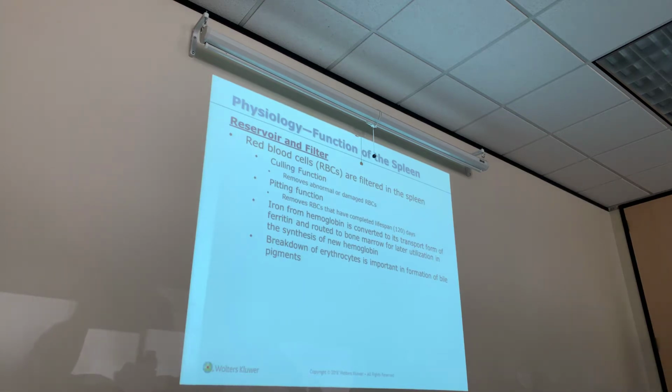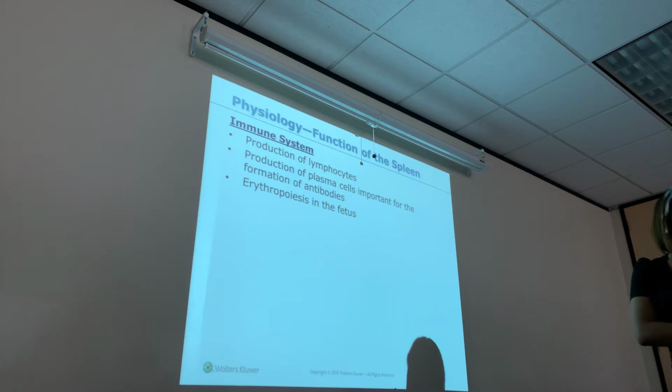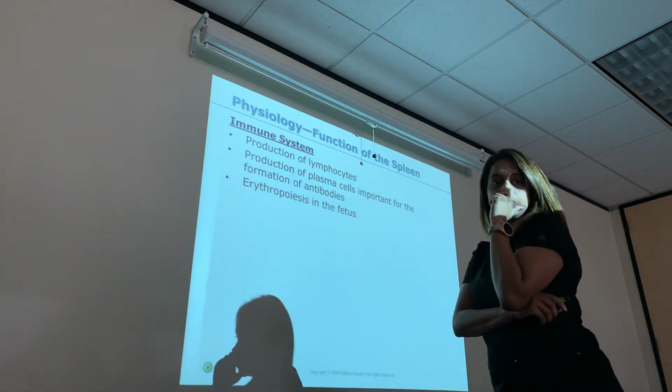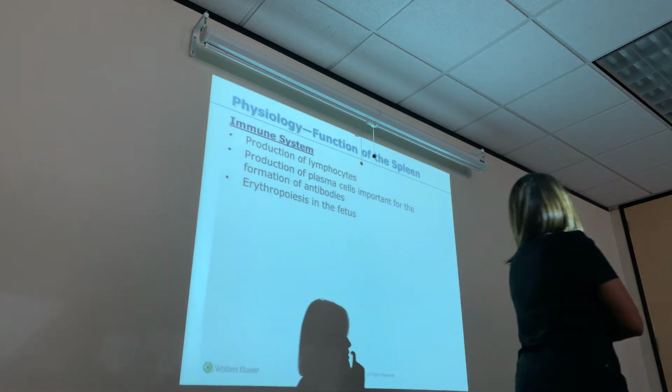Also, iron from hemoglobin is converted to the transport form of ferritin, and then it's routed to the bone marrow, which is later on used. You also have breakdown of erythrocytes, which is important in formation of the bile pigments. So which one removes any damaged red blood cell? Culling function. And which one removes at 120 days? Pitting function.